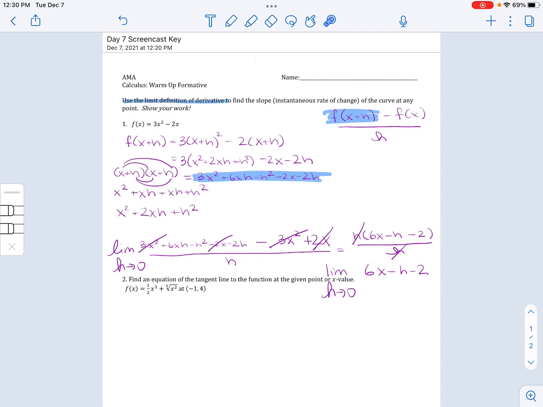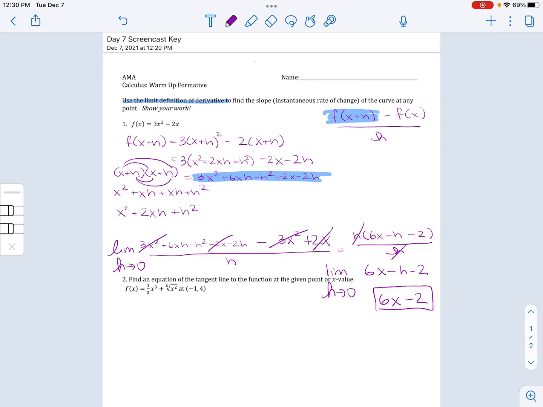But if there is still an h, remember that what you're doing at the very end is replacing h with 0, because you want to figure out what this is trending towards when h is 0. So if h is 0, then what I really have here is 6x minus 2.